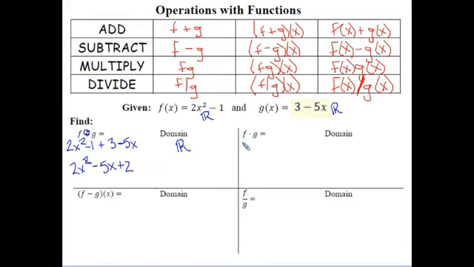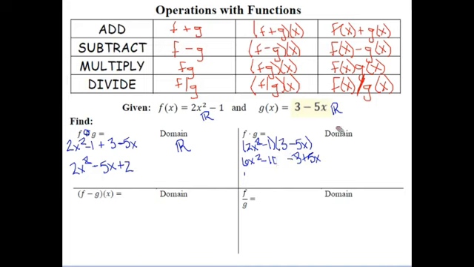Now in this case, let's try multiplying. So we're going to take our f function, 2x squared minus 1, and multiply it by our g function, 3 minus 5x. Maybe we can do some FOIL or distribution. We would get 6x squared minus 10x minus 3 plus 5x. And then combining like terms, we get 6x. Actually, maybe we'll put these in order here.